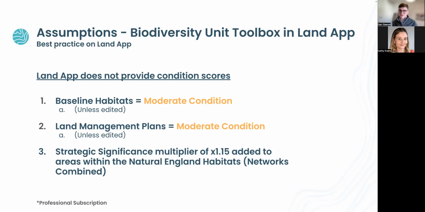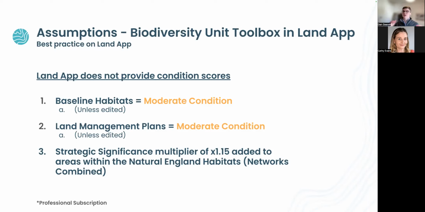However, to calculate your biodiversity units, you do need condition scores associated to each of those features. For baseline units, you need a condition score associated to the baseline. And for your uplift units, you also need a condition score associated to your management plan. And so what we do with the toolbox, and I'll demonstrate this in a moment, is if you don't assign a condition score, we assume both are moderate.